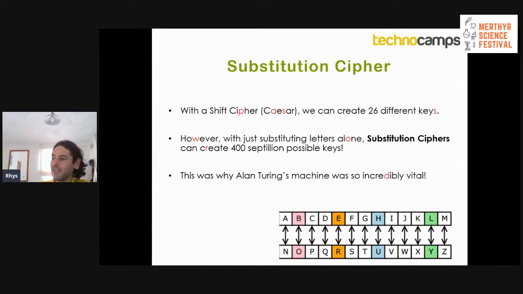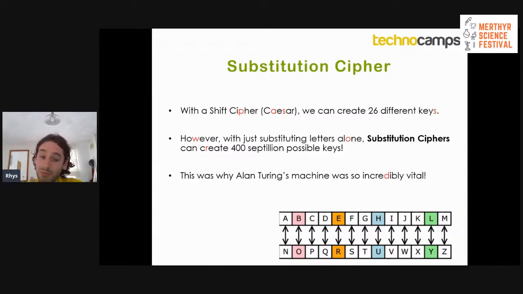Now, in a bit, we're going to be looking at the shift cipher. And with shift ciphers, we can have 26 different keys, or 25, you could say, if we don't include the normal letter formations, which we'll look at in a bit. Okay, so that's a bit limited. But with substitution ciphers, looking at what we've just been looking at, with just substituting letters alone, we can create over 400 septillion possible keys.